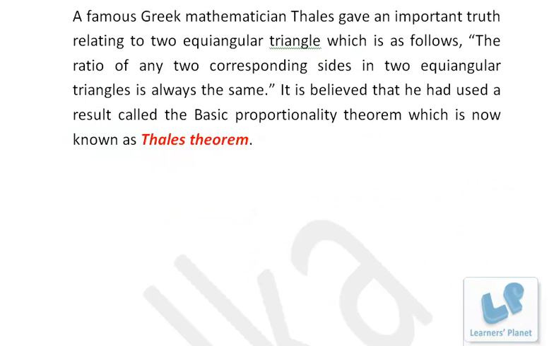Now friends, a famous Greek mathematician Thales gave an important truth relating to two equiangular triangles, which is that the ratio of two corresponding sides in equiangular triangles is always the same. It is believed that he used a result called the basic proportionality theorem, which is now known as Thales theorem, right? So Thales theorem is going to be an important theorem from the examination point of view. So we'll discuss this theorem in detail, right? And you can be asked about the derivation or proof of this theorem also, right? So it's going to be important.